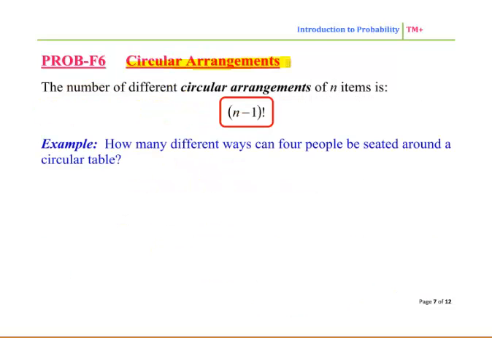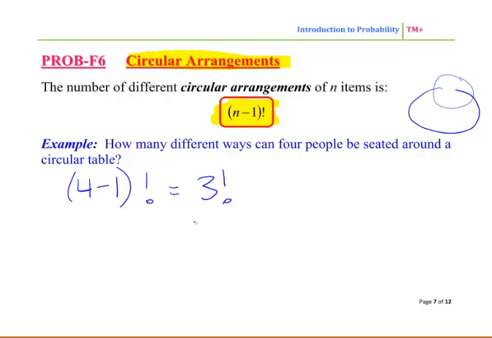Next, circular arrangements. The number of different circular arrangements of n items is (n minus 1) factorial, and that's because when you've got a circle, these two things end up meeting, whichever way you start and finish. So you always have to take one away. How many different ways can 4 people be seated around a circular table? Well, it's just (4 minus 1) factorial, which is 3 factorial, which is 6 ways. And that's because it joins.